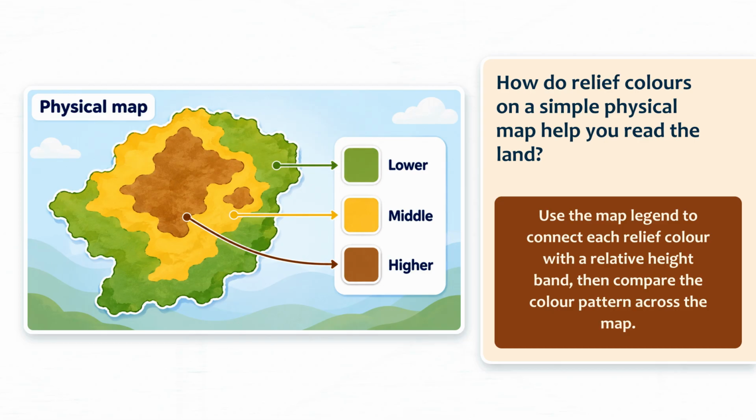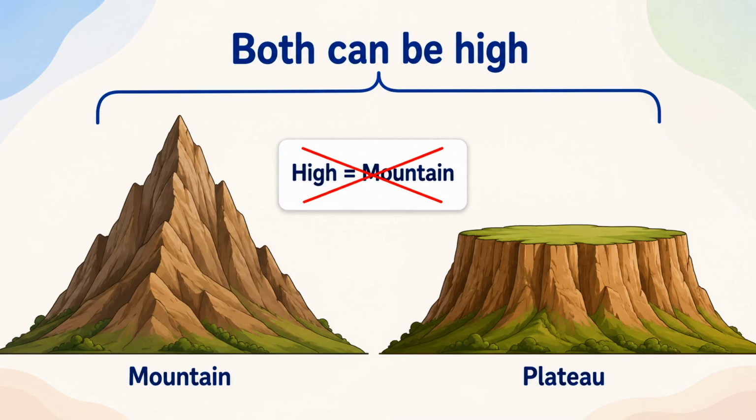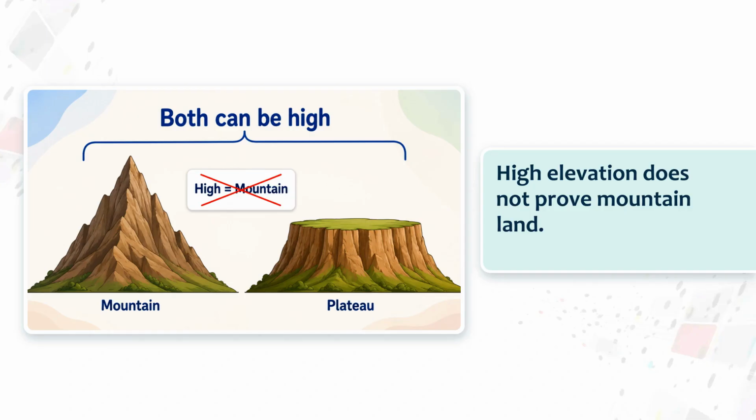Next, we will use the same evidence to correct the idea that every high place must be a mountain. Both mountains and plateaus can have high elevation. To identify a mountain, check slope and surface shape as well as height. Focus on the evidence, not height alone. High elevation does not prove mountain land. Slope and surface shape must support the decision.